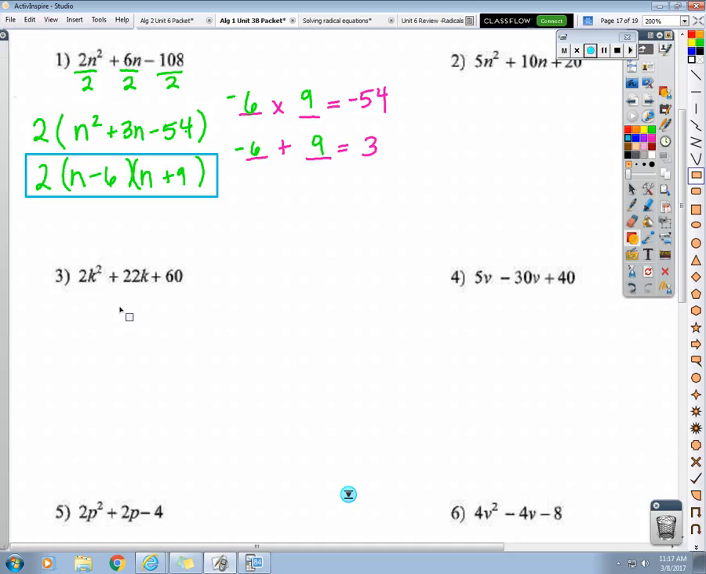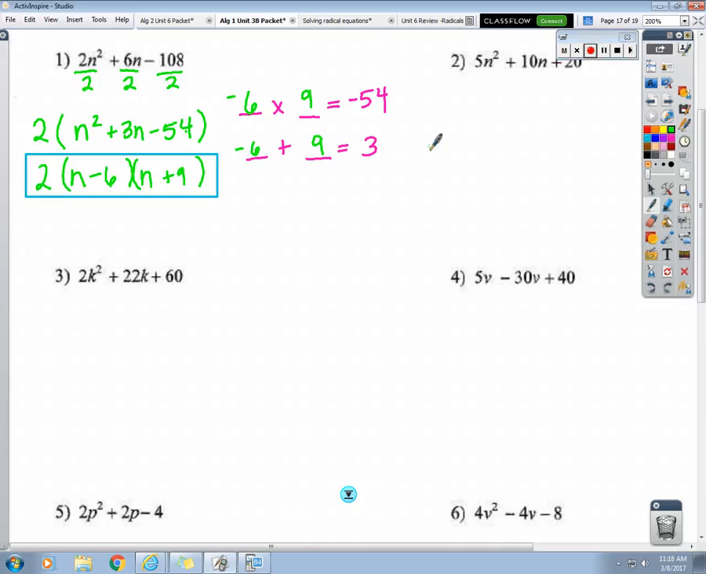Copy that, and then I'll explain why the 2 has to be there. The 2 has to be written as part of your answer. Okay, please pay attention. If I just ignore the 2 and I don't write it as part of my answer, watch what would happen. N times n is n squared. N times 9 is 9n. Negative 6 times n is negative 6n, and negative 6 times 9 is negative 54. And then wouldn't that combine to n squared plus 3n minus 54? Is that what we started with?